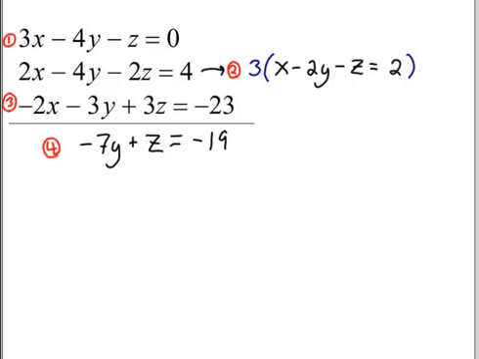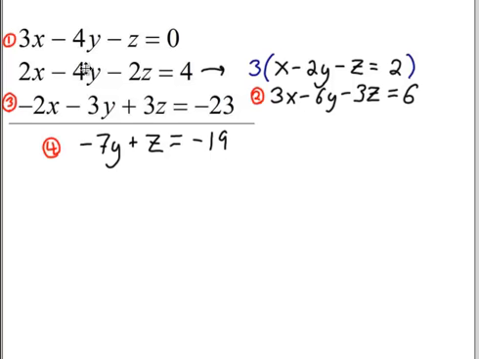And when I do that, I'm going to get another adaptation of equation 2. So 3 times x is 3x. 3 times negative 2y is negative 6y. Three times negative z is a negative 3z. And 3 times 2 is 6. Alright, now you can see that this is still equation 2.